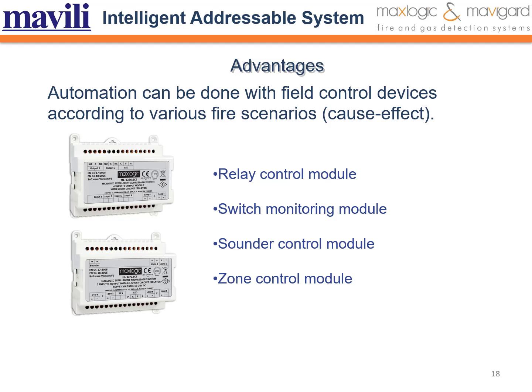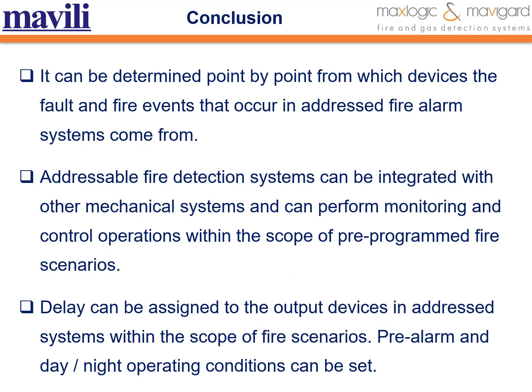As a conclusion, it can be determined point by point from which devices the faults and fire events occur in addressable fire alarm systems. In this way, the device sending fire or fault signals can be easily determined in projects with high floors and separate partitions. For example, in a 20-story residential project, the number of floors where the fire comes from, which apartment on the floor, and which room in the apartment can be easily detected from the screen of the addressable fire alarm station.